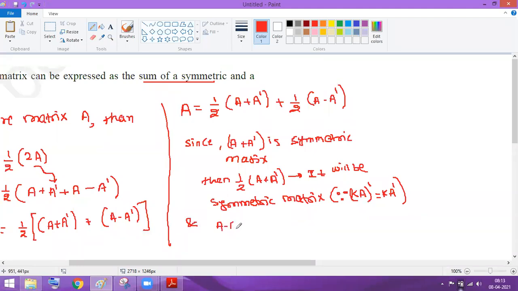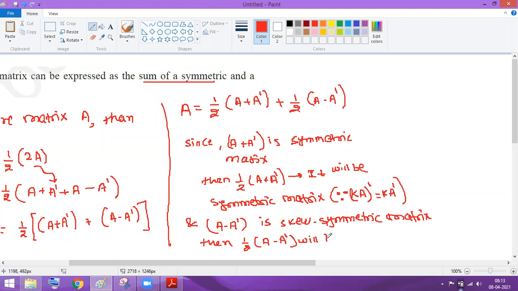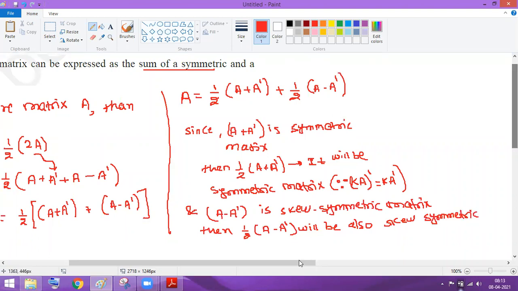And A minus A dash is a skew symmetric matrix, then half of A minus A dash will also be a skew symmetric matrix, okay.